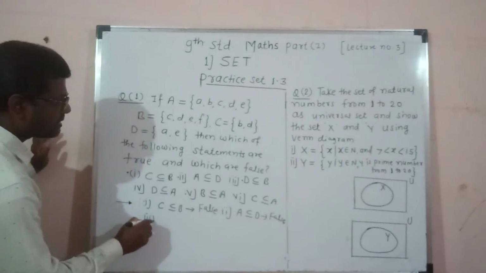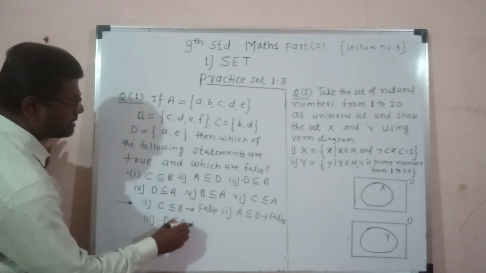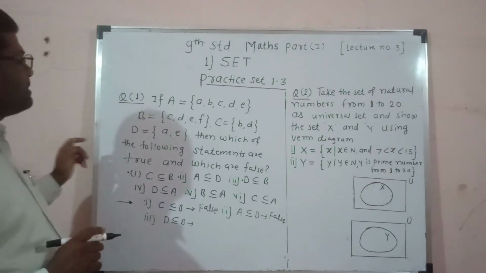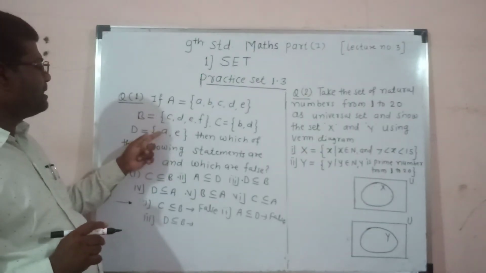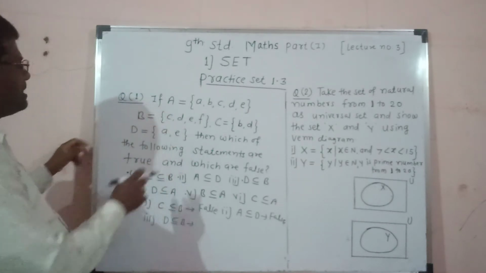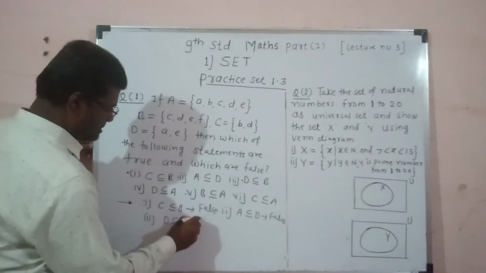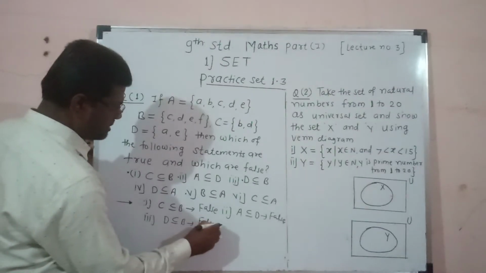Now number 3, set D is a subset of set B. See the elements of set D. This element A is not in set B. Therefore all the elements of set D are not in set B. Therefore this statement is also false.